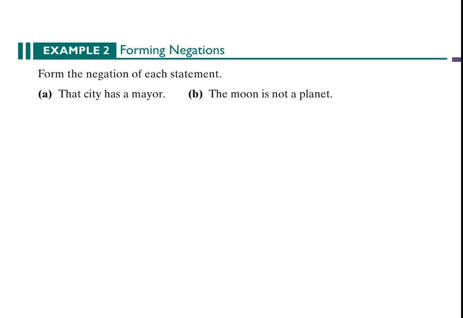Now, we want to form negations of these statements. And I would suggest you write it out. What do you think the negation would be? And then for part B, that city has negation, no mayor. The moon is not, the moon is. That would seem reasonable.